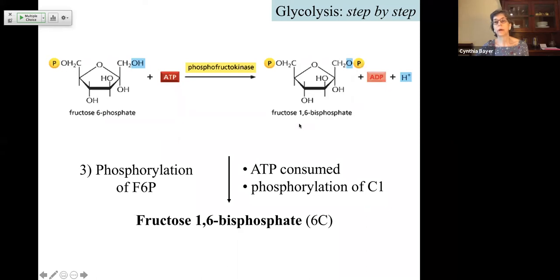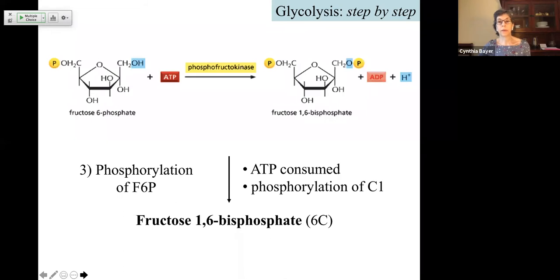That phosphate from the ATP will be transferred to carbon 1. So we end up with a molecule, fructose 1,6-bisphosphate, meaning 2 phosphates on this sugar. ATP has been converted to ADP, and we've consumed that ATP and we've phosphorylated. So now both carbon 1 and carbon 6 are phosphorylated. This is the energy consumption phase. 2 ATPs have been used in these 3 steps to generate fructose 1,6-bisphosphate.